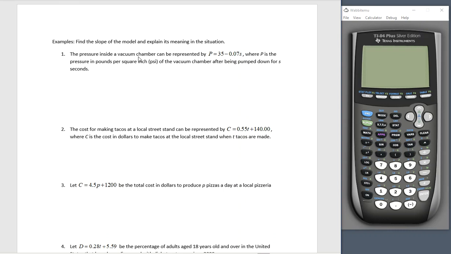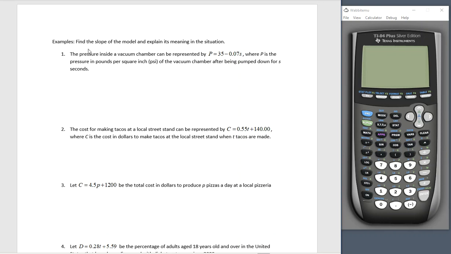The pressure inside a vacuum chamber can be represented by P equals 35 minus 0.07 S, where P is the pressure in pounds per square inch, PSI. Think tire pressure, basketball pressure, soccer ball pressure, volleyball. Yeah, I could keep going. Not baseballs, though. They don't have pressure. Of the PSI of the vacuum chamber after being pumped down for S seconds.